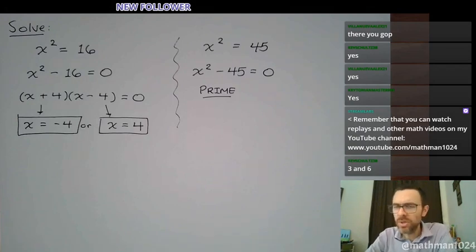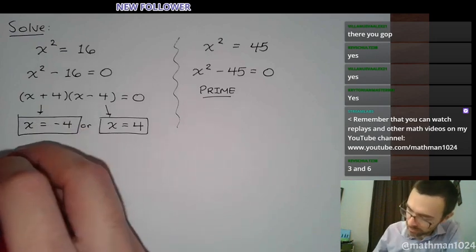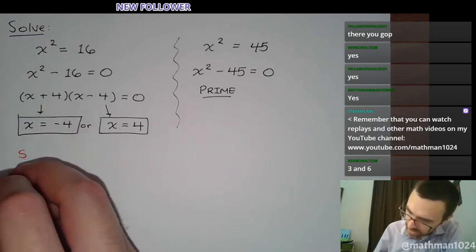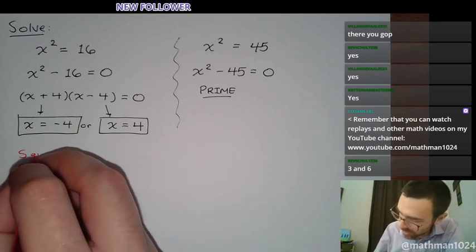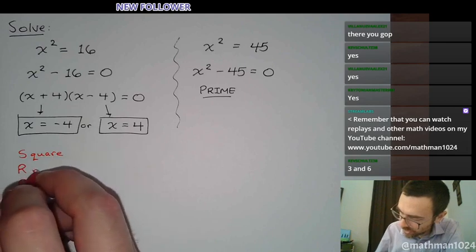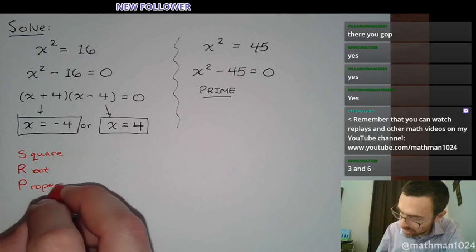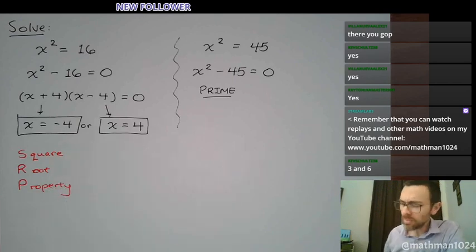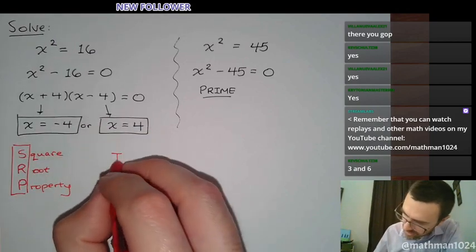For quadratic equations, we can always find a solution. It may not look like what we want, but we can always find a solution. So when things can't factor, this is where we get into this other realm of solving quadratic equations. And what we use is this fantastic thing called the SRP. The SRP stands for the square root property.